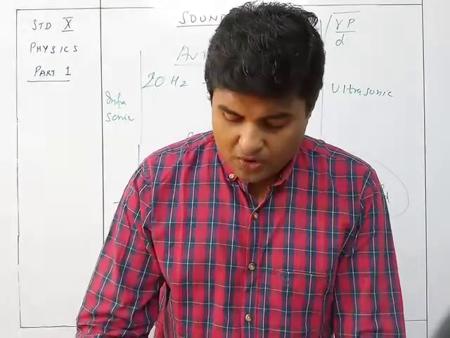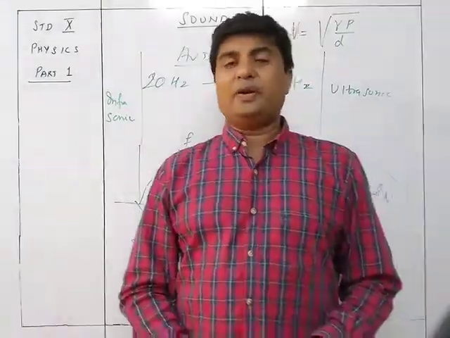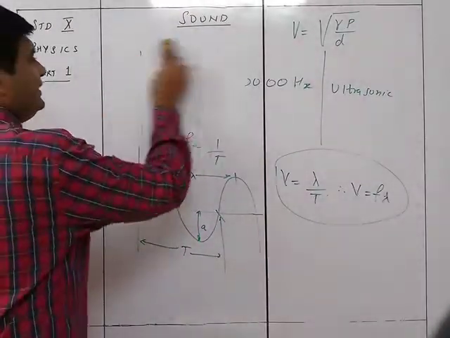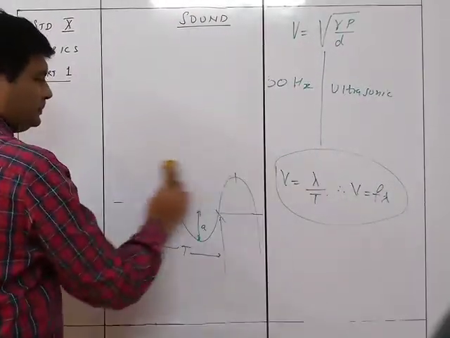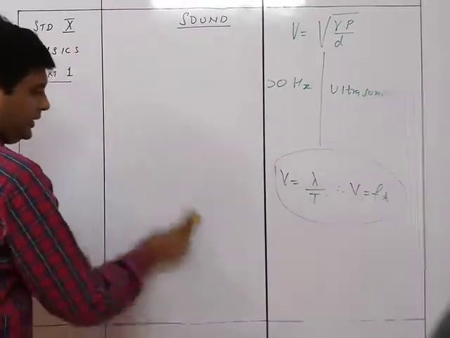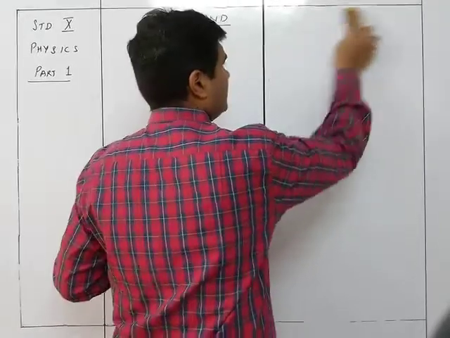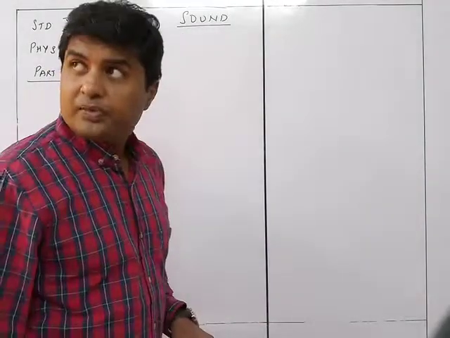The reflection of sound in a particular manner, in a particular condition, is called an echo. So now we see the main thing we are going to learn in the 10th standard about sound, and that is the echo. So the first part is about echo.